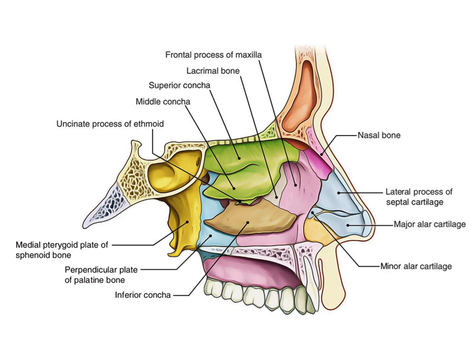Then the posterior inferior part is also formed by two major bones, perpendicular plate of palatine and medial pterygoid plate of sphenoid bone. The floor of the nasal cavity is formed by hard palate, and this hard palate is, as you know, formed by the palatine process of maxilla and horizontal process of palatine bone. There are major and minor alar cartilages, as well as lateral process of septal cartilages.